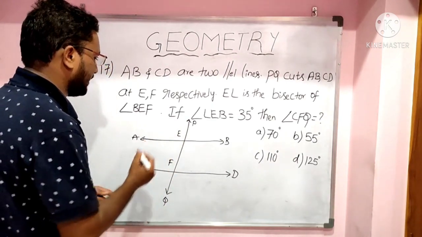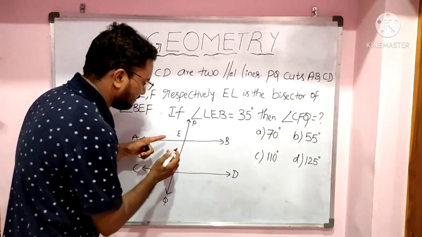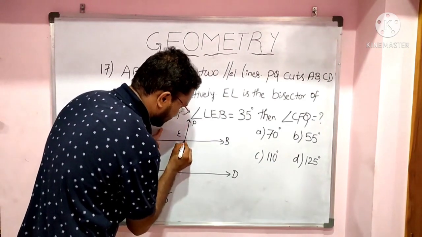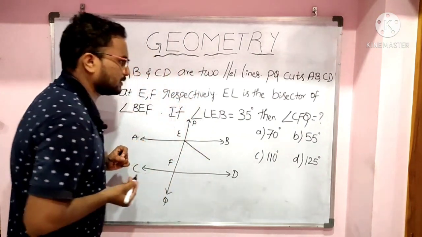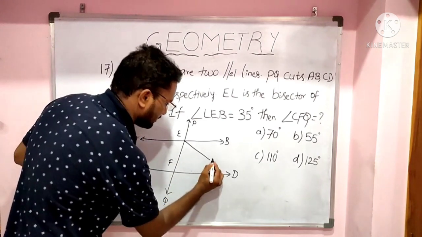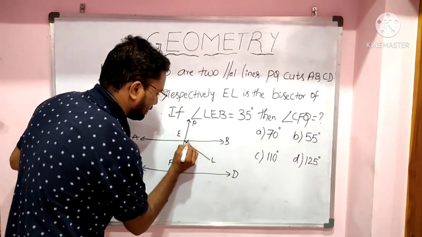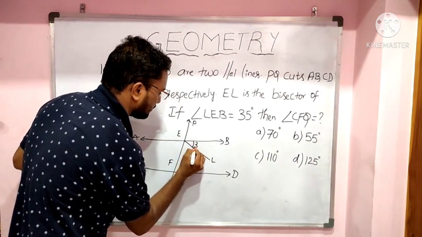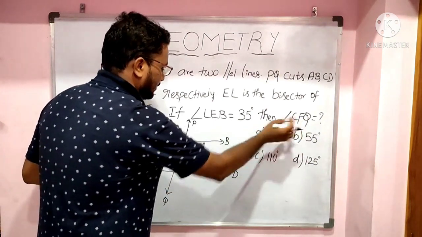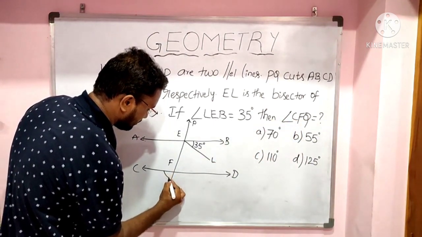EL is the bisector of angle BEF. This is EL. Okay. Angle LEB equal to 35. This is L. Angle LEB equal, this is 35. We need to find angle CFQ. This angle we need to find.